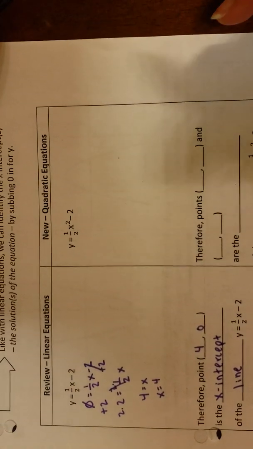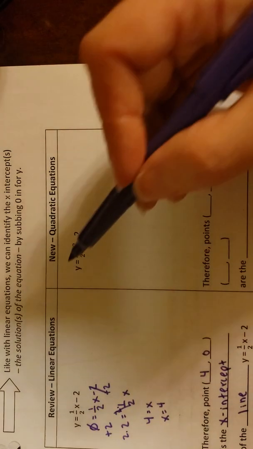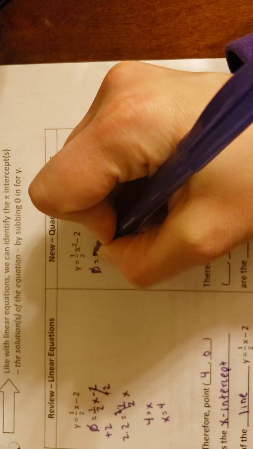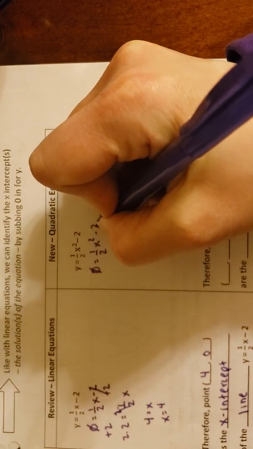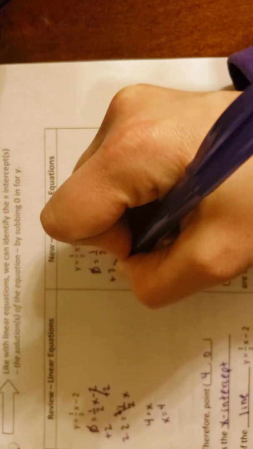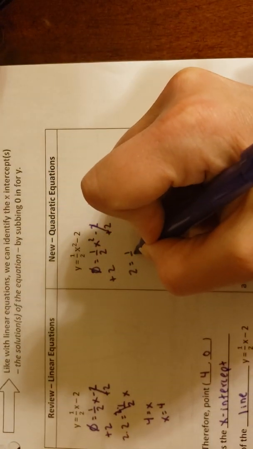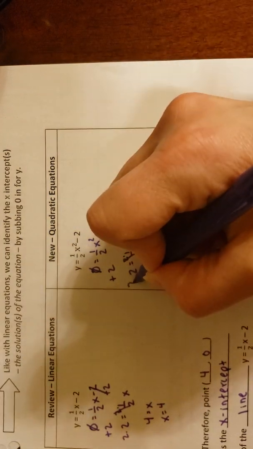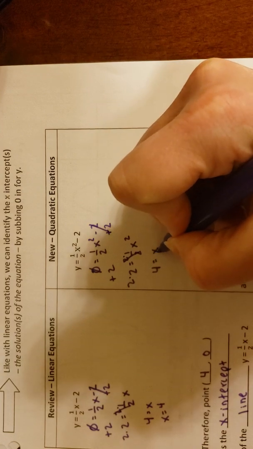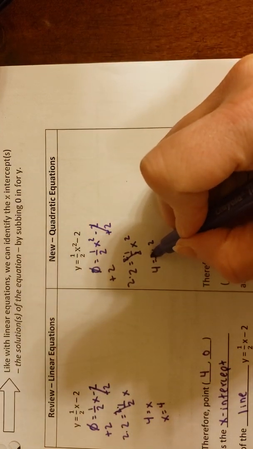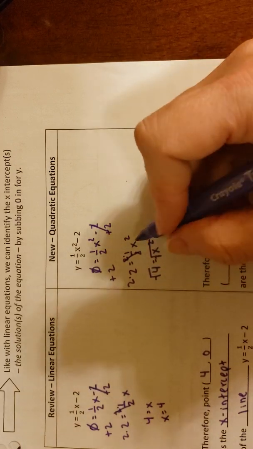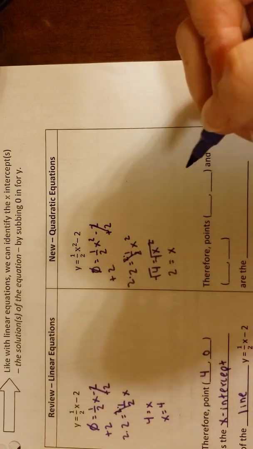Now similarly, we can do the same with quadratics. We're going to find where the graph of this equation crosses the x-axis. So again, I can substitute 0 for y: 0 equals 1/2 x squared minus 2, solve for x, same as before. Just now, instead of an x, I happen to have an x squared. The reciprocal of 1/2 is 2, so 4 equals x squared. And remember, to isolate x, the reverse of squaring a number is finding its square root. And so the square root of 4 is 2.